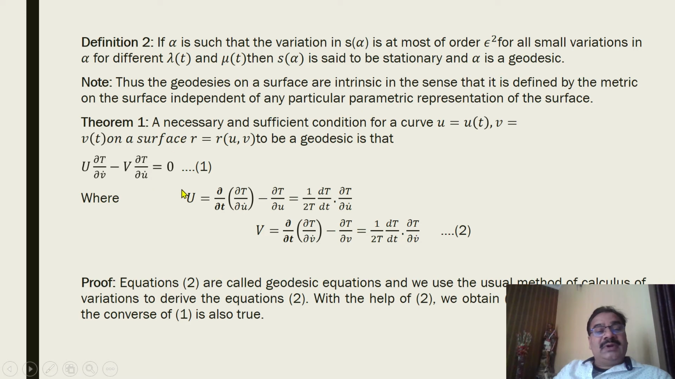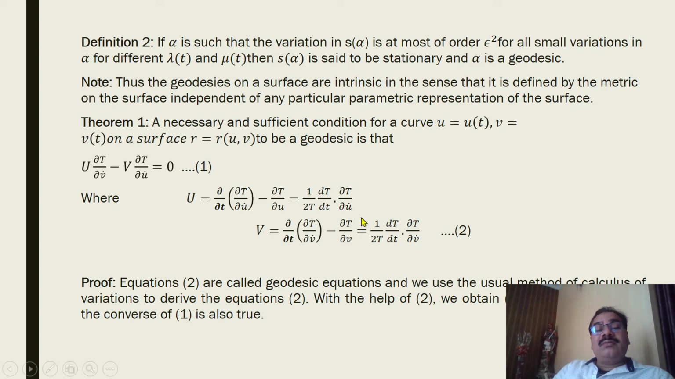Now, let us look at the theorem. That theorem is very important, and this is known as the first theorem of geodesic. A necessary and sufficient condition for a curve u equal to u(t), v equal to v(t) on a surface r equal to r(u,v) to be a geodesic is that capital U, del over del t of del T by del v dot minus del T by del u, is 0, where U is this expression, the partial derivative del over del t of del T by del u dot minus del T by del u.